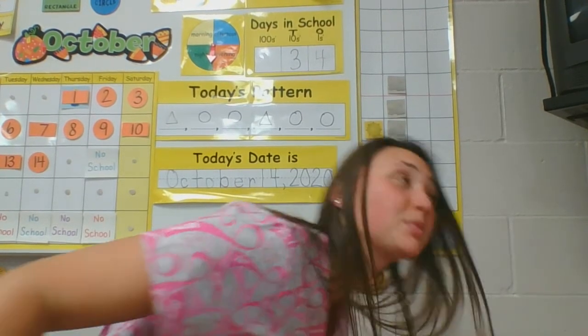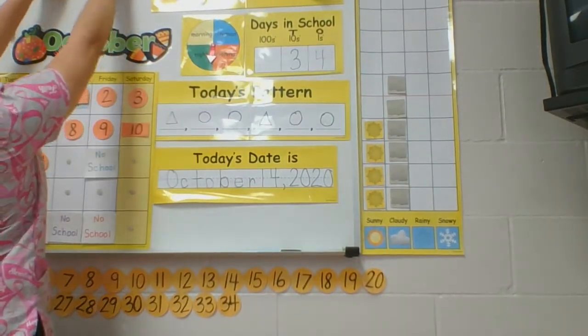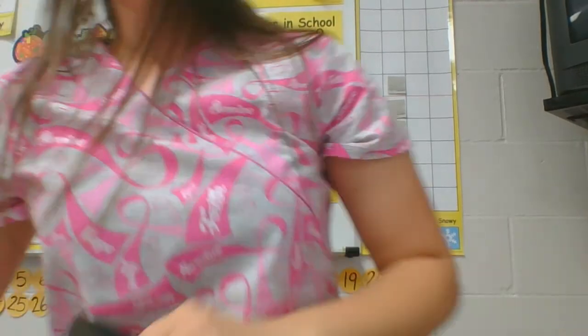So let's do our last part today, which is our shapes. Let's talk about our shapes. What shape has three sides? Yeah, a triangle has three sides. And no matter which way I show it to you, if it's upside down or sideways, it's still a triangle, right? If it has three sides.